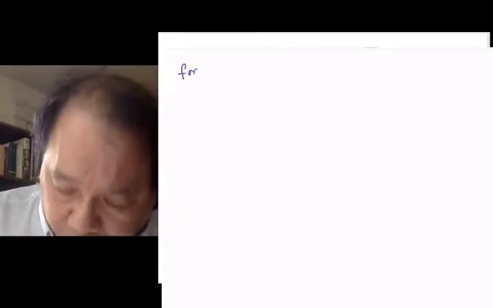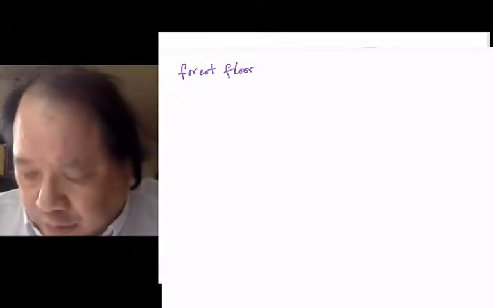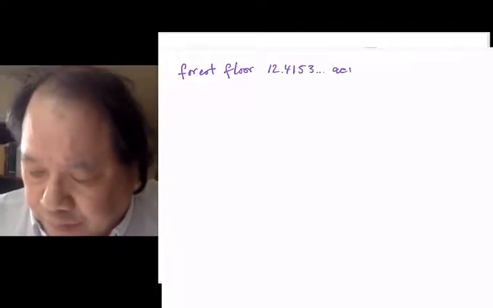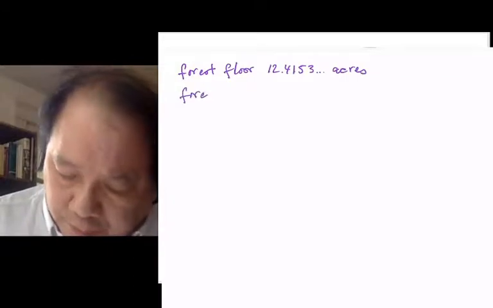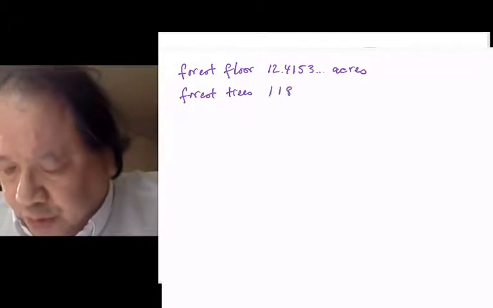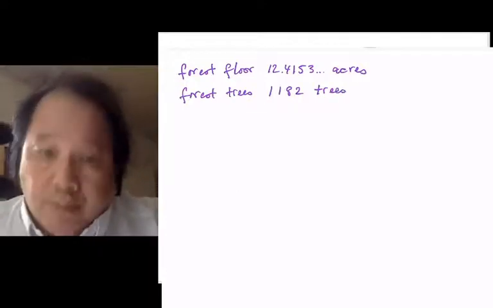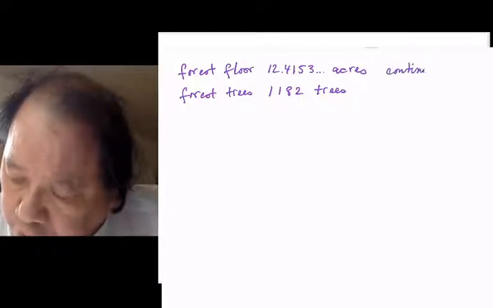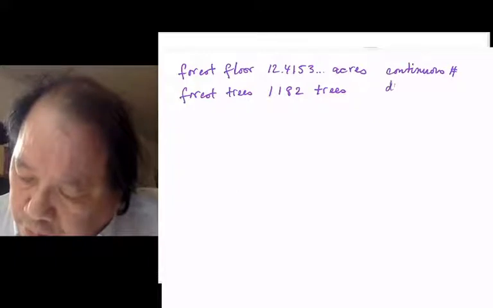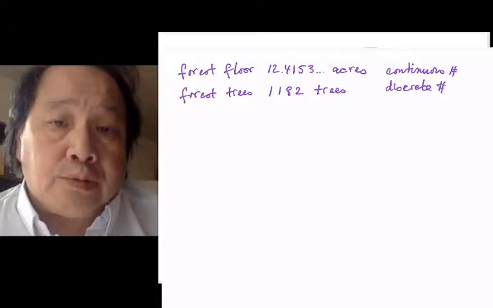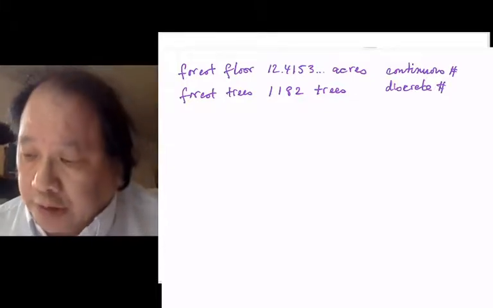Take the forest analogy. A forest floor is 12.4153 ... acres, and the forest trees are 1,182 trees. The first number is a continuous number. The second number is a discrete number. So, if they could get matter described in discrete terms, they would know that matter was discrete, like Skittles.